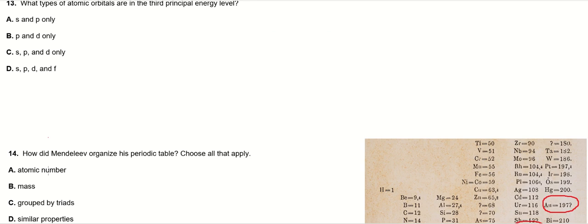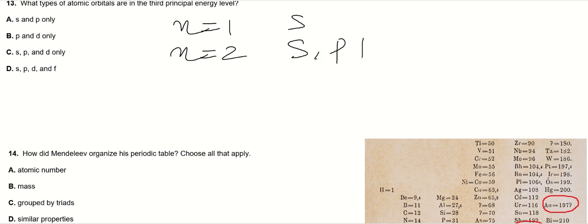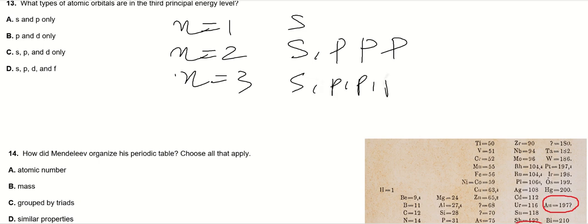Third principal energy level. So right, n equals 1. You only have your s orbitals. Just s. Second principal energy level, you have your s, and then you have your 3 p's. And then in your third principal energy level, you have your s, you have your 3 p's, and then you have your 5 d's. So s, p's, and d's.